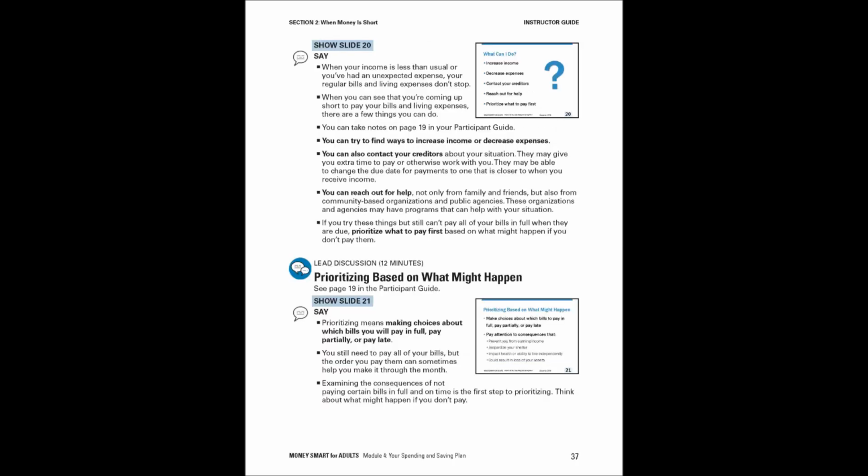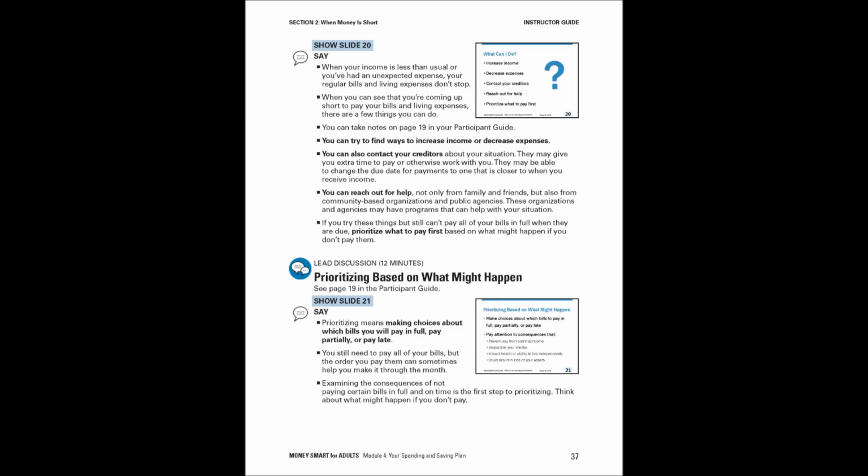Showing slide number 20 gets a little personal. It says, what can I do? So this is where you're going to facilitate a discussion around income, increasing income or decreasing expenses, contacting creditors, reaching out for help, and prioritizing. That's where the discussion is going to go, because it's going to segue into slide number 21, which is about prioritizing based on what might happen. So you're saying that prioritizing means making choices about which bills you'll pay in full, pay partially, or pay late.